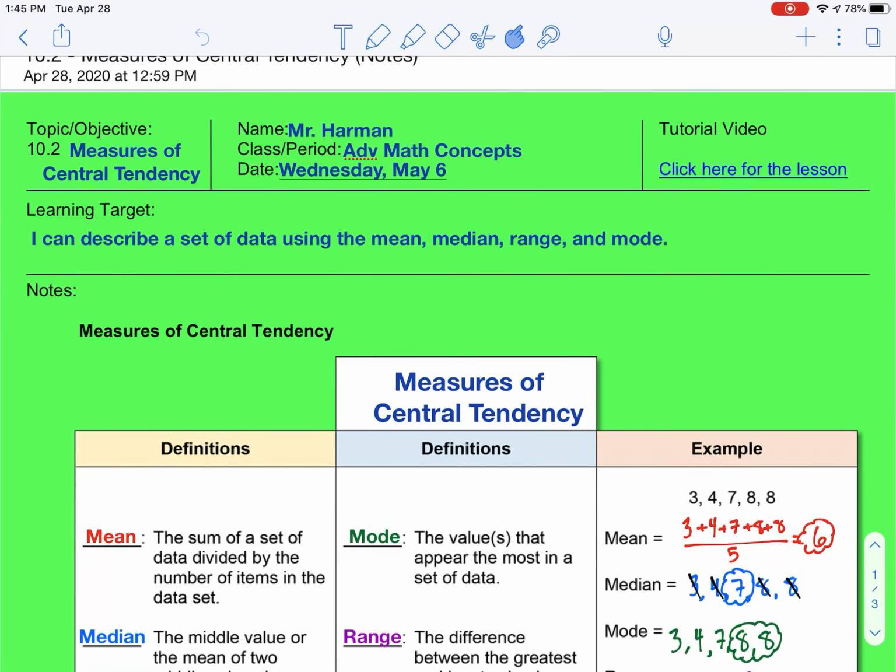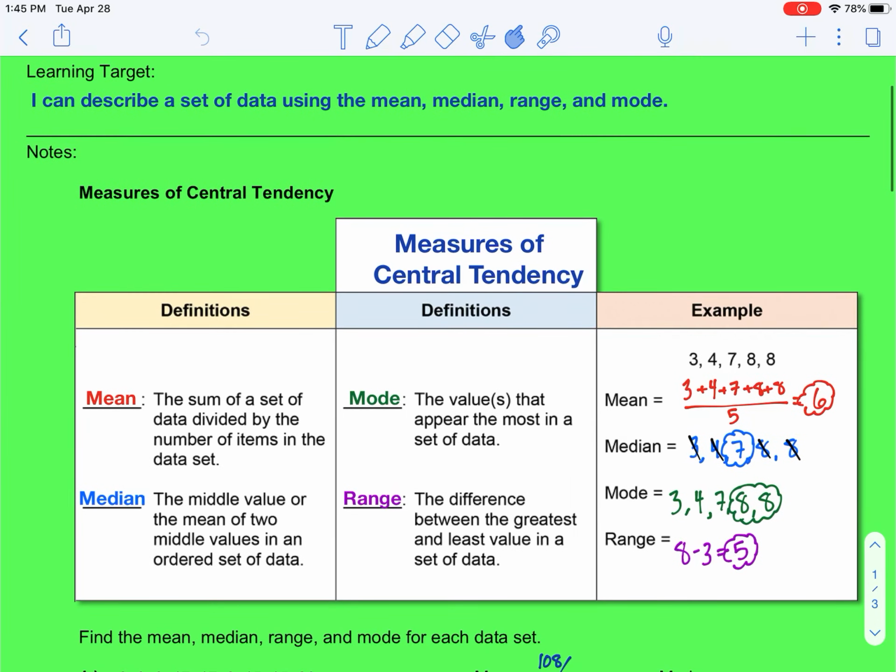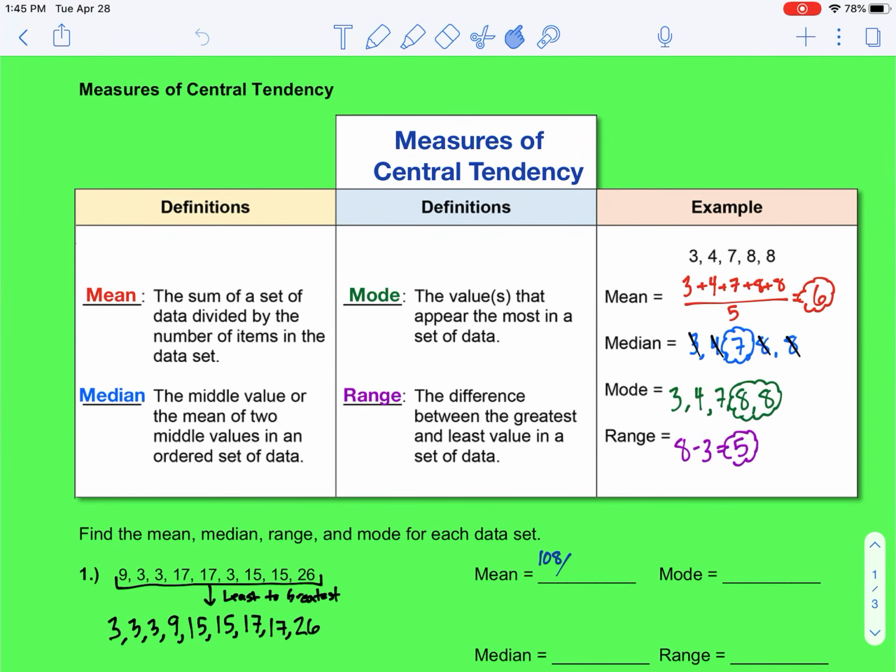So 10.2 is on measures of central tendency, and our learning target is I can describe a set of data using the mean, median, range, and mode. So we have four different definitions that we need to talk about.